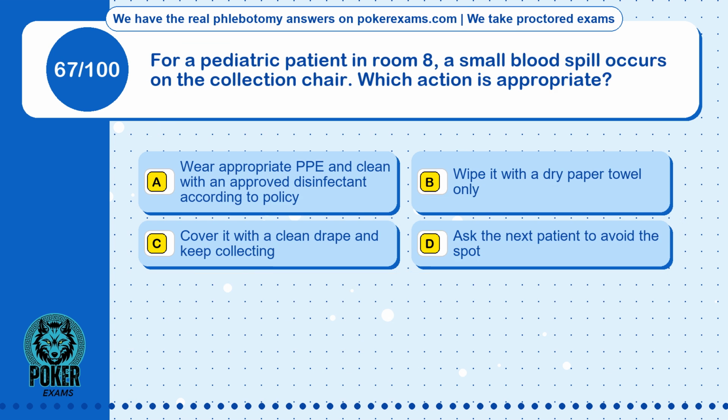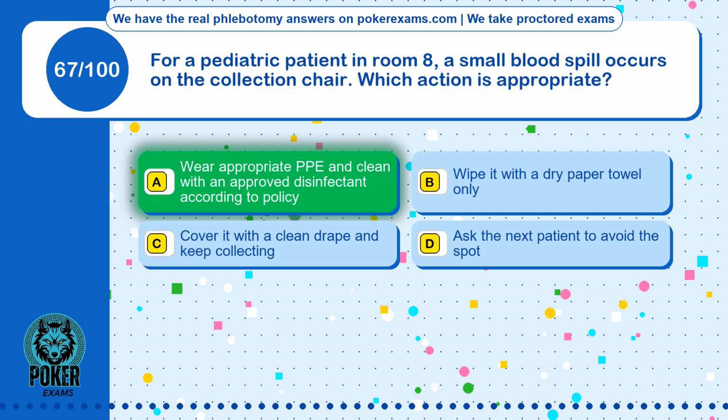Question 67. For a pediatric patient in room 8, a small blood spill occurs on the collection chair. Which action is appropriate? Option A. Wear appropriate PPE and clean with an approved disinfectant according to policy. Option B. Wipe it with a dry paper towel only. Option C. Cover it with a clean drape and keep collecting. Option D. Ask the next patient to avoid the spot. The correct answer is option A.